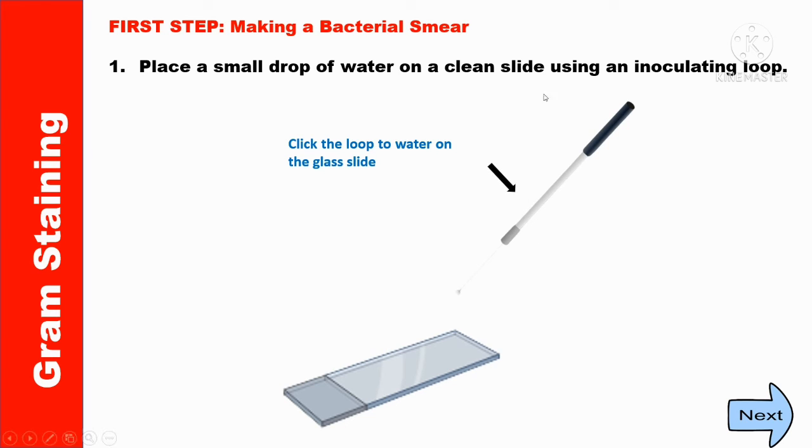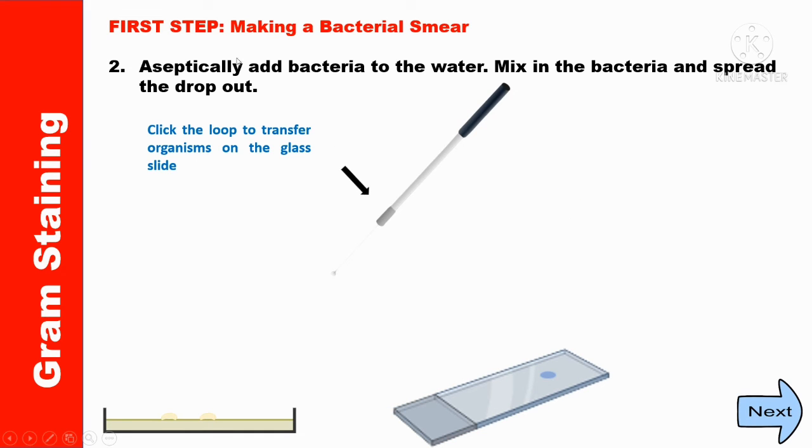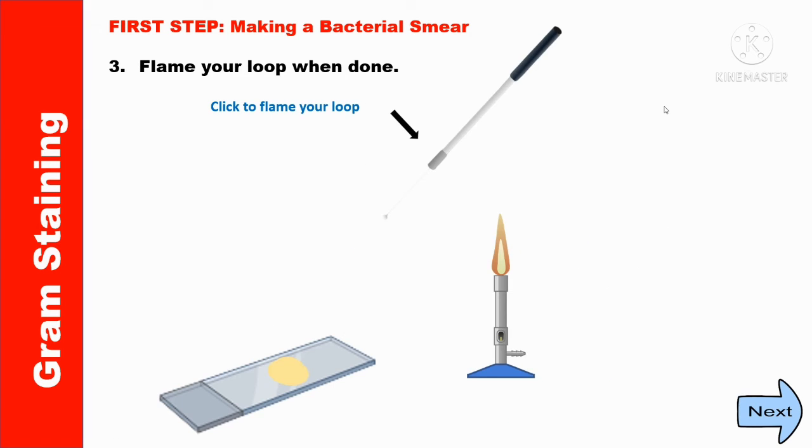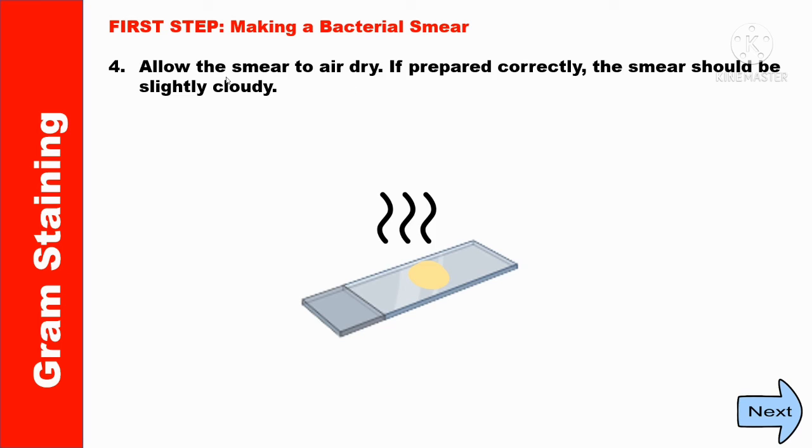Place a small drop of water on a clean slide using an inoculating loop. Then add bacteria to the water, mix in the bacteria and spread the drop out. Then flame the loop when done. Allow the smear to air dry. If prepared correctly, the smear should be slightly cloudy.